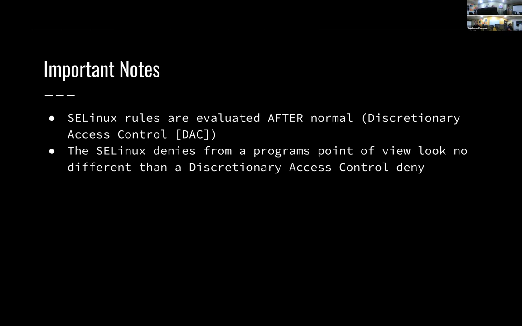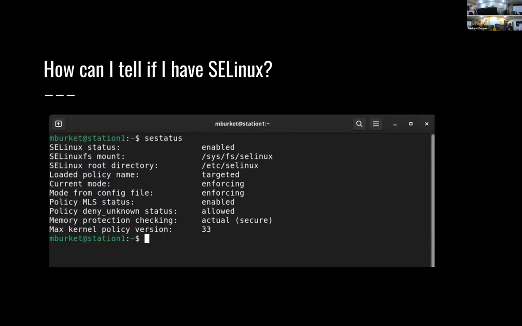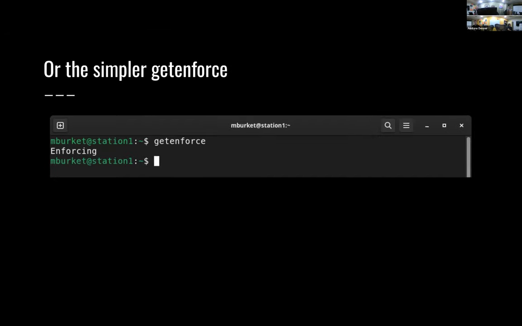How can I tell if I'm running SELinux? Well, the easiest way is just to run sestatus. It'll tell you if it's running, the policy, its current mode, and the mode it will be if you reboot, from the config file. Or simply, if you just want to see if it's enforcing or permissive, just run getenforce. It'll tell you enforcing. It won't tell you the policy, but it'll tell you what state it's in.